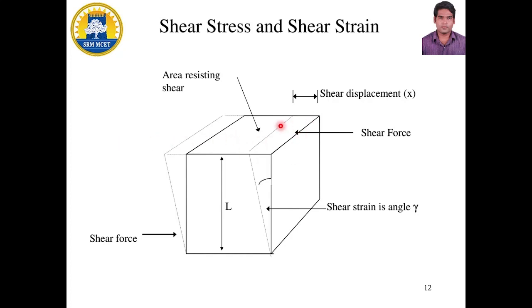So we can see this is the displacement caused due to the shear force, and the area which overlaps between the previous position and the final position, that is the area resisting the shear, and the angle which is made between the initial and the final position, that angle is called the shear strain angle. And this motion, the new area which is covered now, is called the shear strain. That is a strain, that is a deformation, so that is called a shear strain.